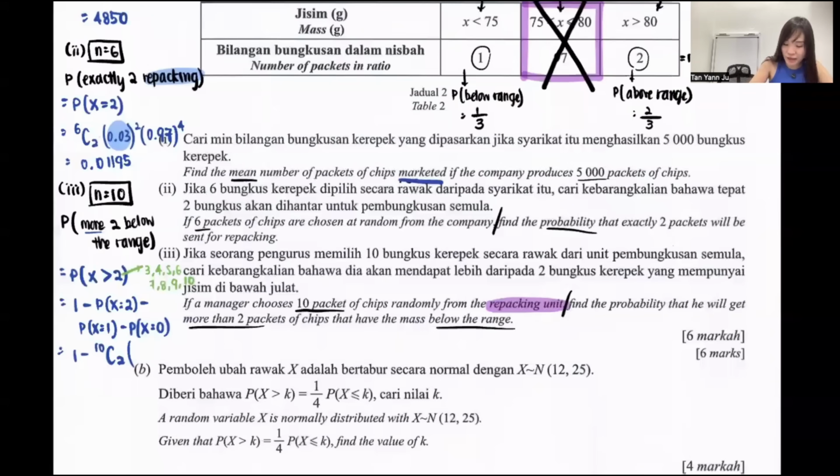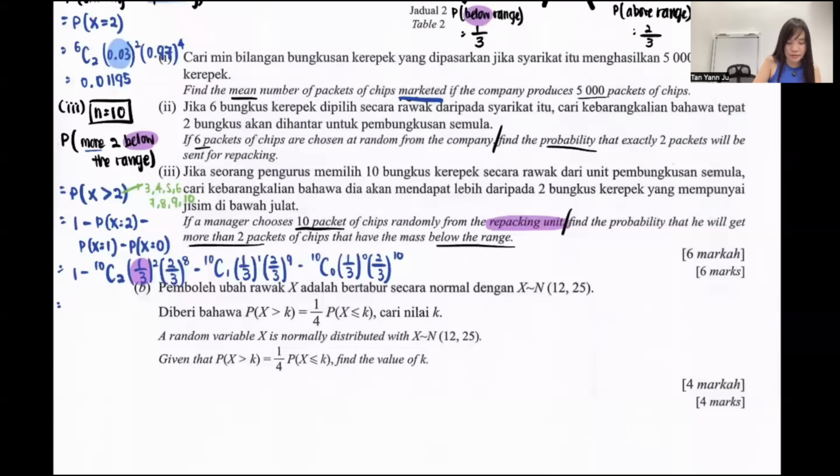So now the question, you should put the probability of success, right? What is success now? The question is asking me below the range. So probability for below is 1 out of 3, power 2. Probability for above, 2 out of 3. 10 of them, 2 of them below, 8 of them above. 3C1, 1 over 3 power 1, 2 over 3 power 9, minus 10C0, 1 over 3 power 0, 2 over 3 power 10. Okay, now I try to press calculator.